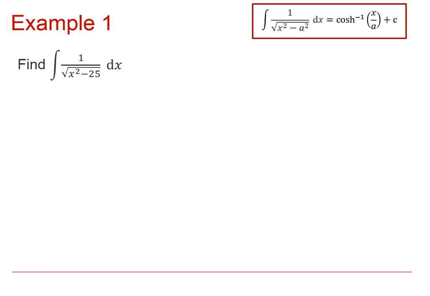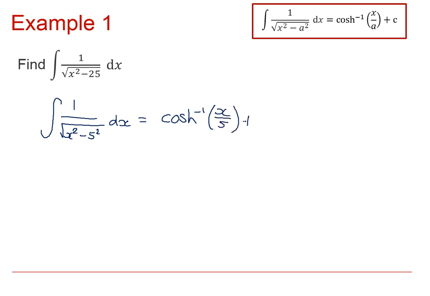Okay, so here's an example. We're going to start with 1 over the square root of x squared minus 25 integrated with respect to x. Now luckily up here we've got our formula. So in this particular case we have x squared minus 5 squared. So we know that a is 5, so that's going to be inverse cosh of x over 5 plus c.